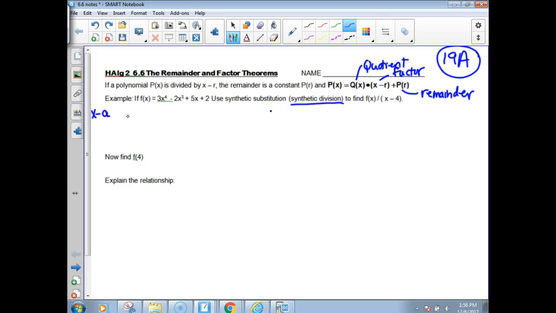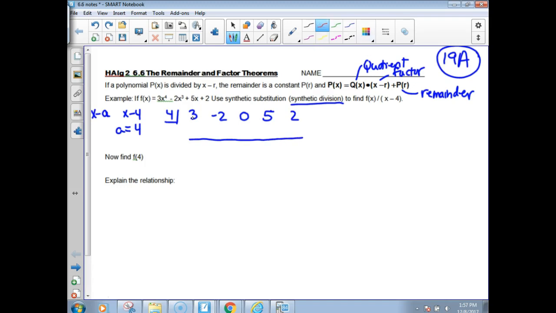We had said x minus a, so if the factor we're doing is x minus 4, then what would the a value be? Yeah, positive 4. So we would divide synthetically by 4. And then the leading coefficients, 3, negative 2. I don't see an x squared term, so I use a 0 for a placeholder. Then I got a 5 for the x term and a constant of 2. So I'm getting ready to do synthetic division.